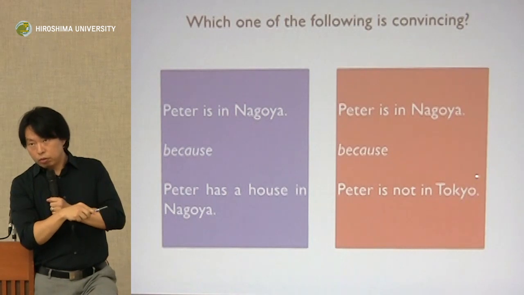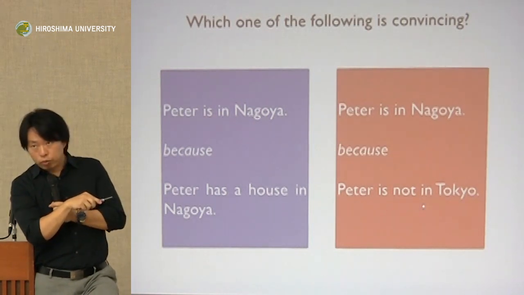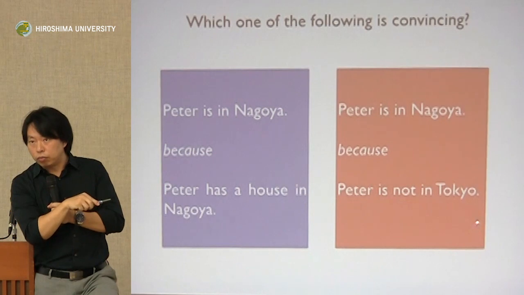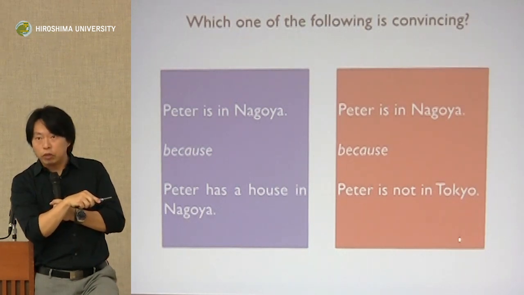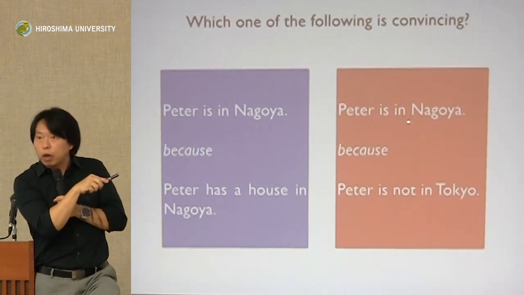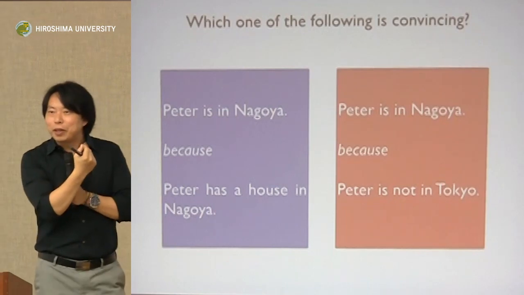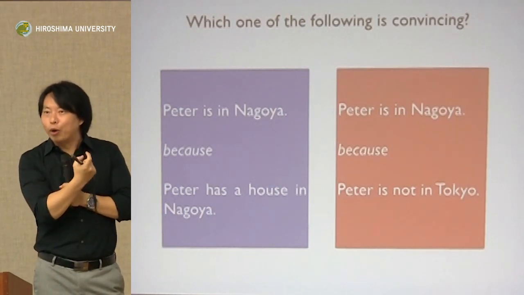But what about this? Think about when this is false. If it is false that Peter is not in Tokyo, then Peter is in Tokyo, right? If this is the case, this will become false, isn't it? Do you understand? Can you see the trick? Can you see the logical power there?